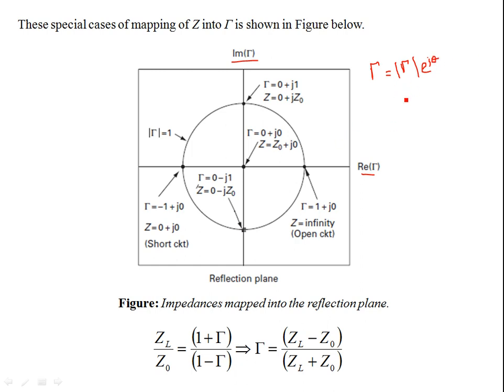If you look at the real and imaginary parts, this point is your origin, gamma equal to 0. That's 0 plus 0j, and this corresponds to the impedance Z equal to Z naught. So this is your origin. That's the first thing to look at, and you can see it from here as well. If ZL is equal to Z naught, then gamma is equal to 0.